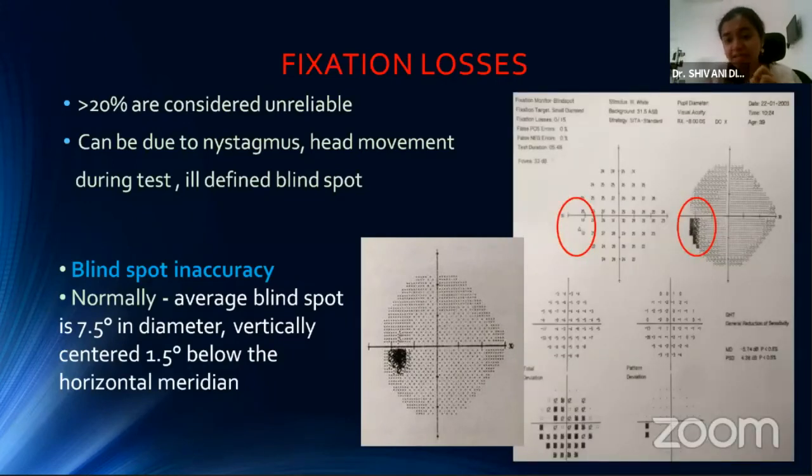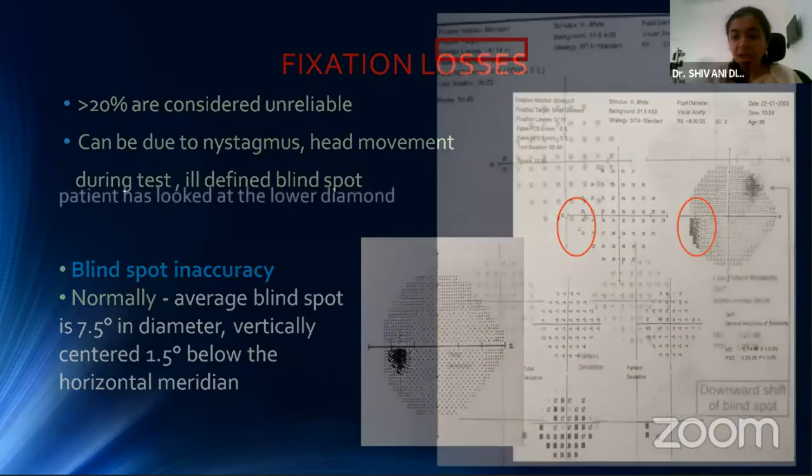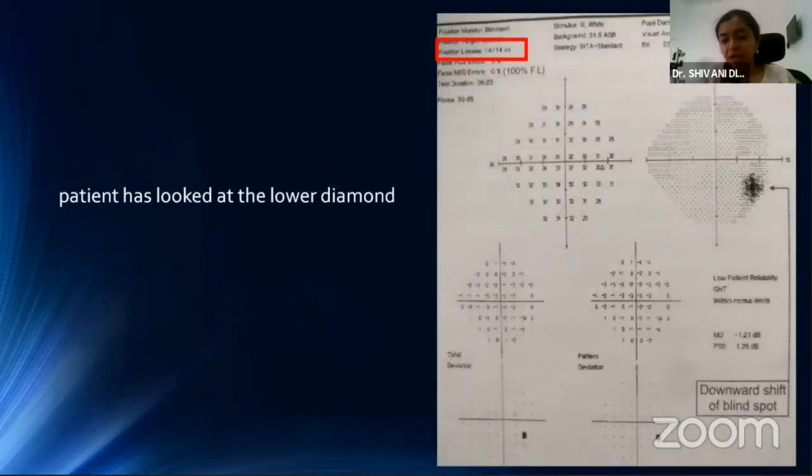Now, in this test, we can see how the blind spot has been inaccurately marked, and so this questions the reliability of this test. Similarly, in this report, there's a downward shift of the blind spot, probably because the patient has looked at the lower diamond while performing the test rather than looking at the central fixation point.